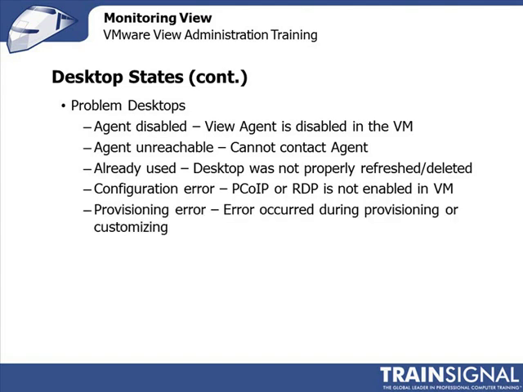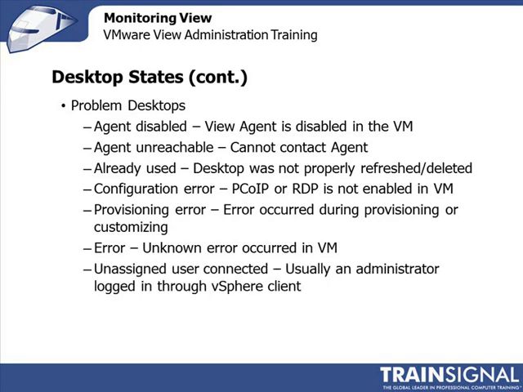A provisioning error could mean a lot of different things, including a data store being out of space, sysprep not working for various reasons, or something that may be preventing the virtual machine from powering on. View will put a desktop in an error state if some error occurred that it can't handle or recognize.